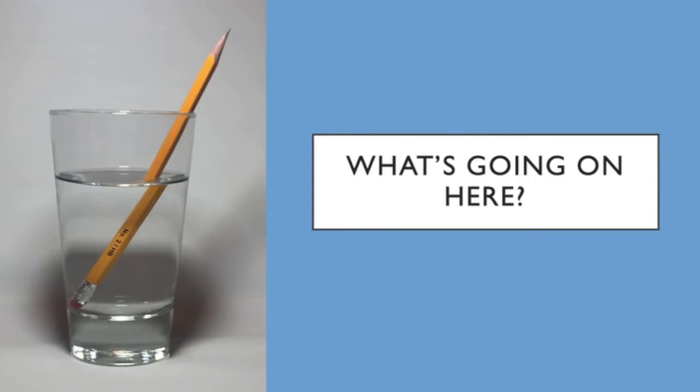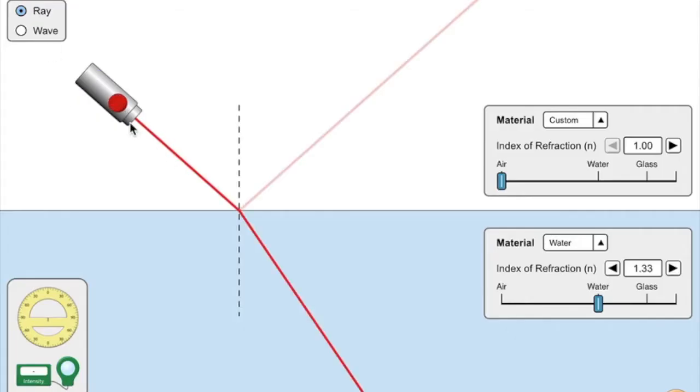Well, this is refraction. So the light is travelling through the water. The light is travelling at one speed through the air, and it's travelling at a different speed through the water. And because of that, the light is refracted. It's changing direction as it's going through the water and back out again, and so the pencil appears like it's broken.